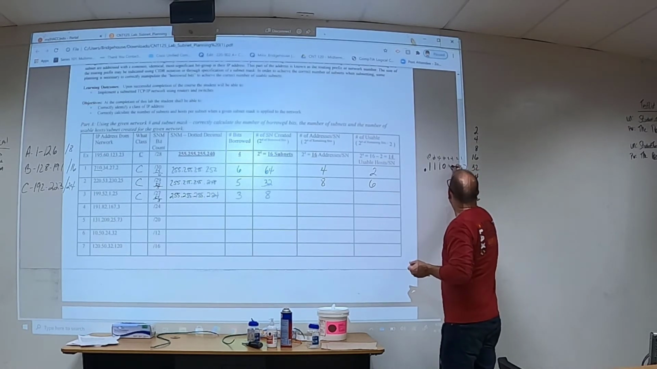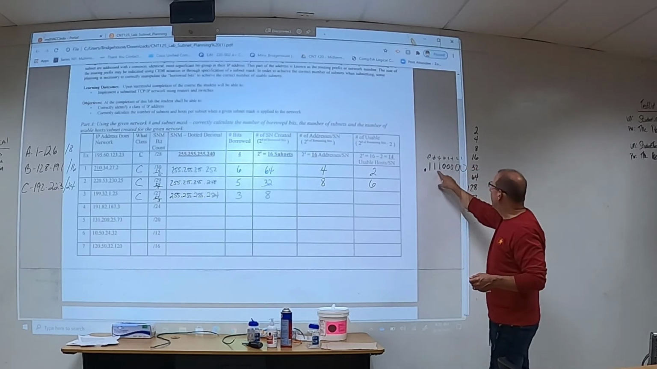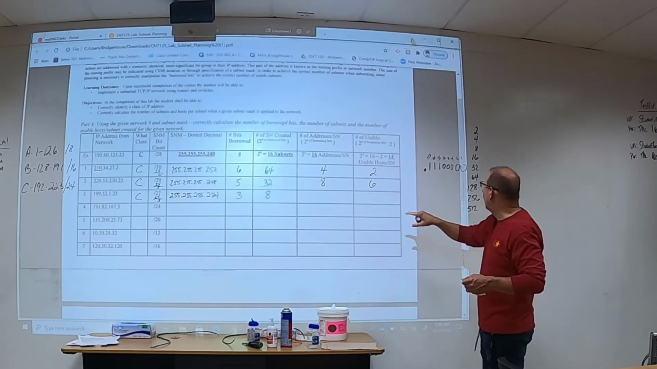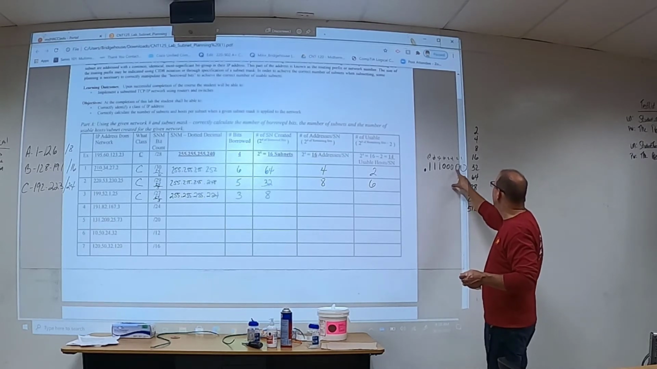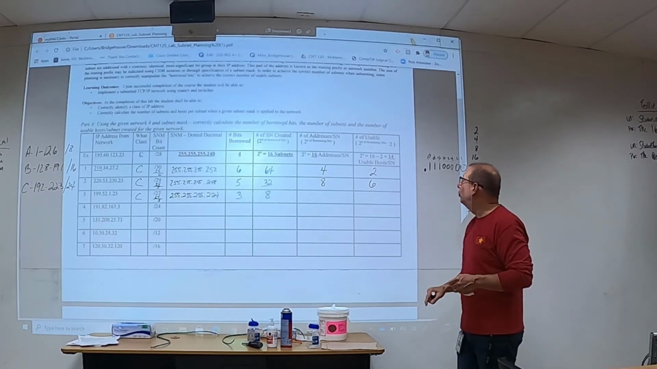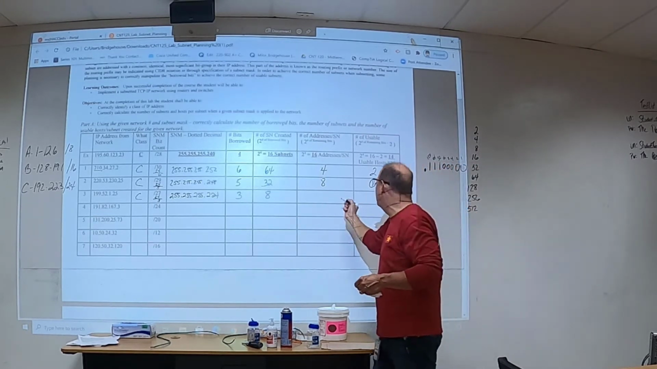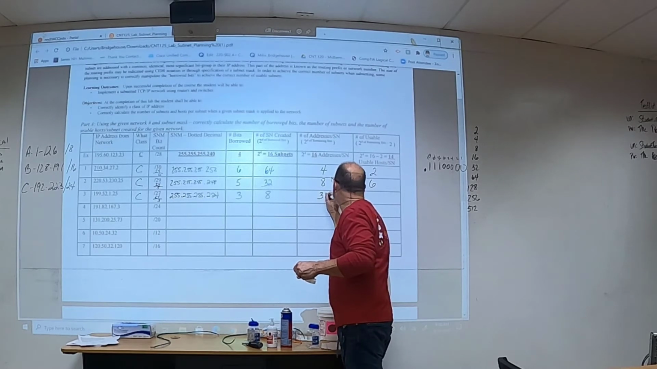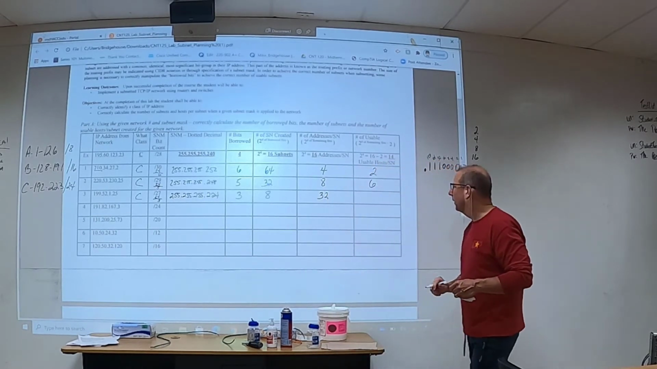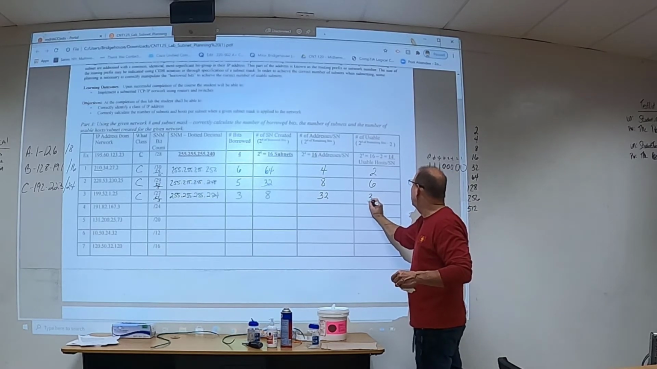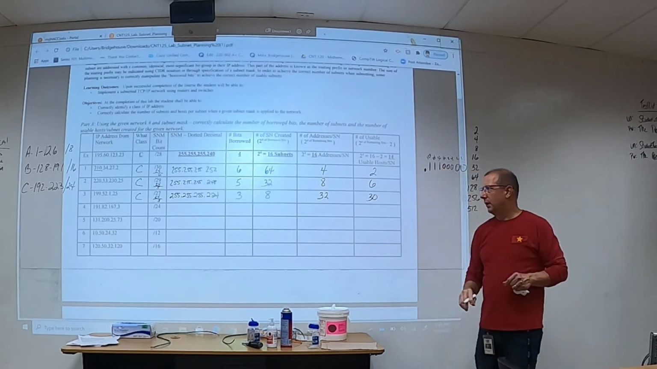Only borrowed 3. So I borrowed these 3 here. 128 plus 64 plus 32 equals 224. I didn't borrow 1, 2, 3, 4, 5 total bits. 2 to the 5th is 32. Can't use the first, can't use the last. 32 minus 2 is 30.